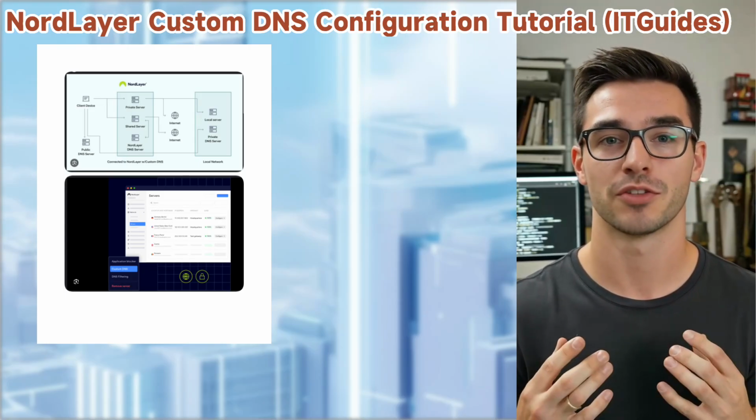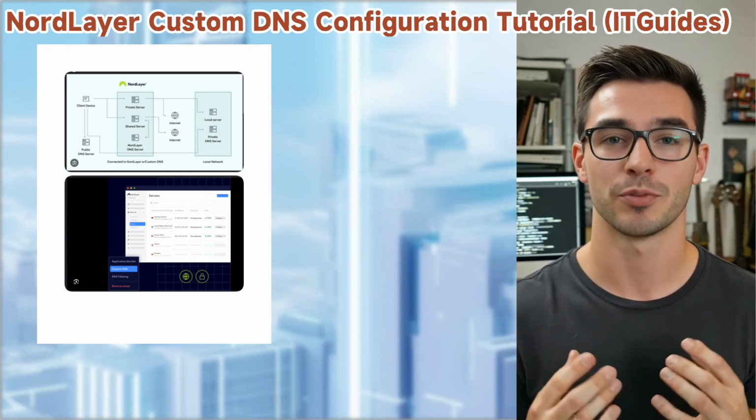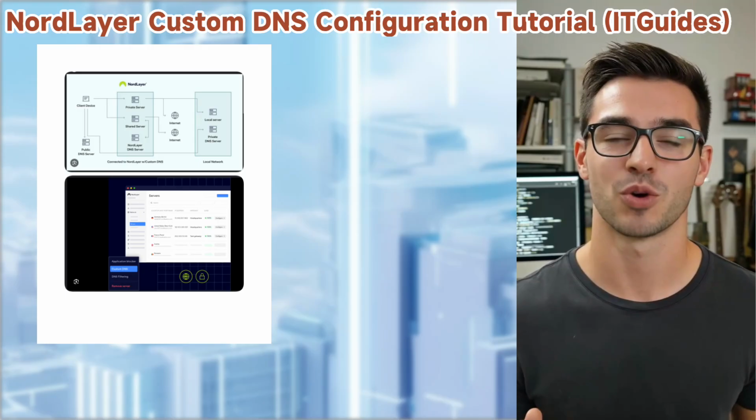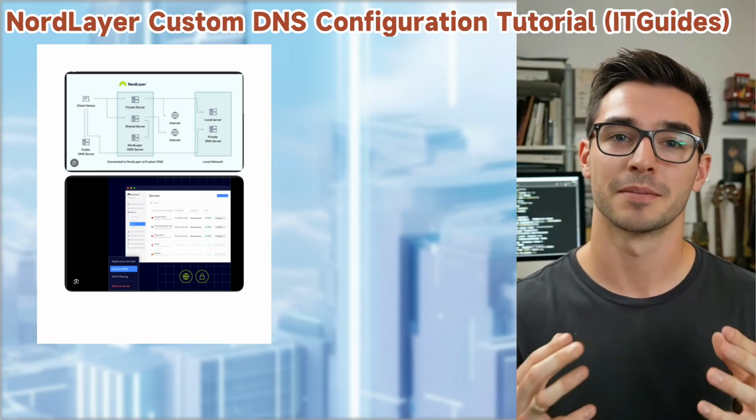2. Go to the Servers or Gateways tab. 3. Find your preferred server with a dedicated IP and click Configure. 4. In the drop-down, select Custom DNS and submit the request.